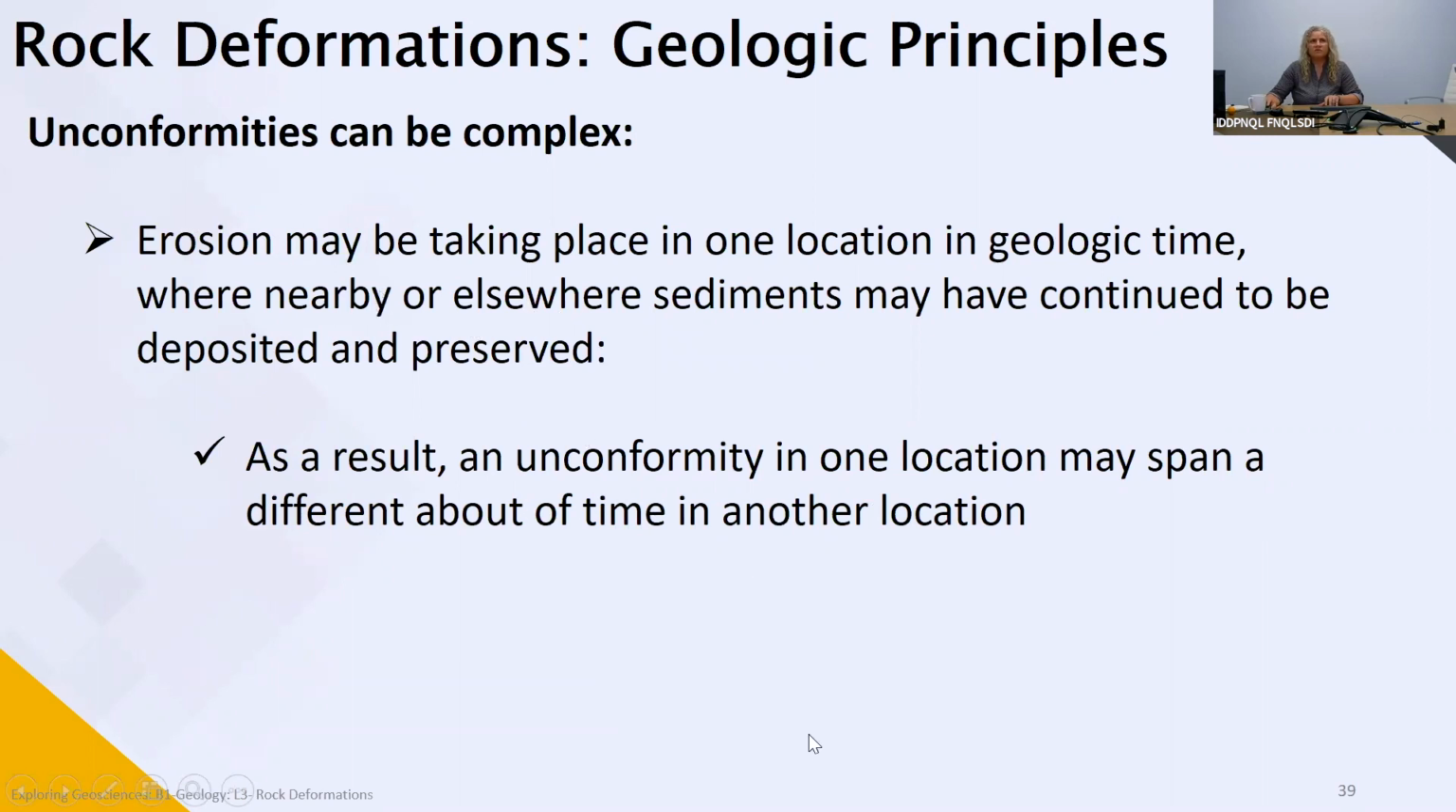Keep in mind that unconformities can be complex, and if they take place in one location in geologic time, maybe somewhere else along the line, the sediments were preserved and they are not continuous. So an unconformity in one location may span a different amount of time in another location.